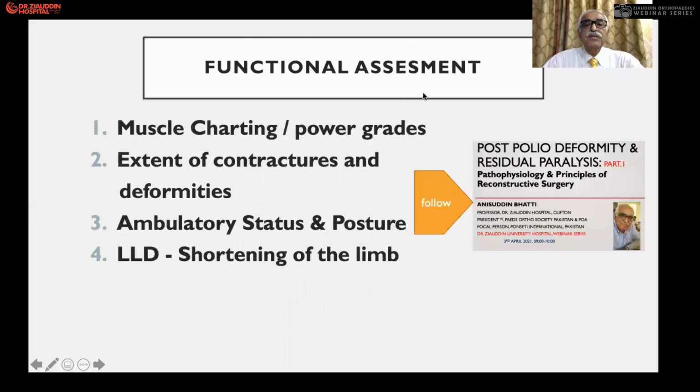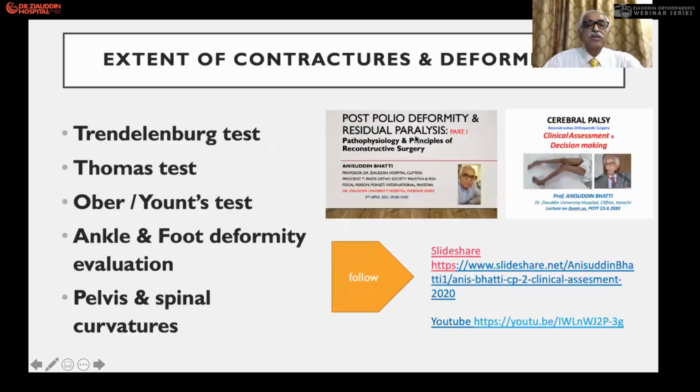We have also discussed the functional assessment to be done with muscle charting, power grading of the muscles, extent of the contractures and deformity the patient has, ambulatory status and the posture the patient is adopting, and any limb length discrepancy. This is available in my previous two lectures, in part 1 and part 2.